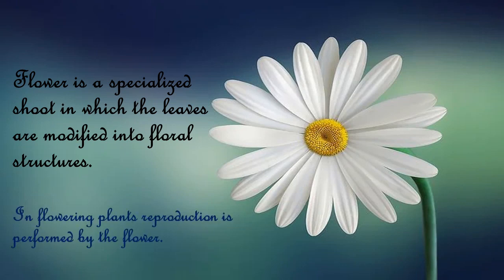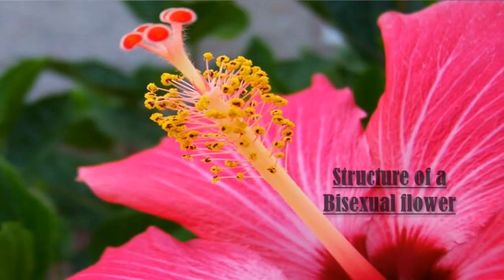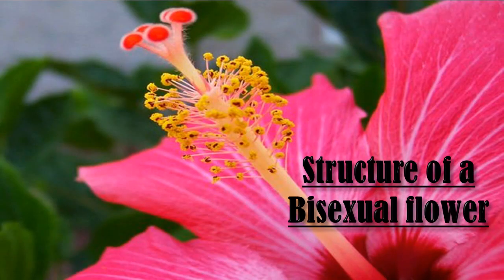All right, and in flowering plants, reproduction is performed by the flower. So student, we have seen reproduction in many different species, and today we shall study the lesson, the flower, in which we will study how reproduction takes place in a flower, or how reproduction is performed in a plant by the flower. So let's start. Okay, so the first topic is structure of a bisexual flower.